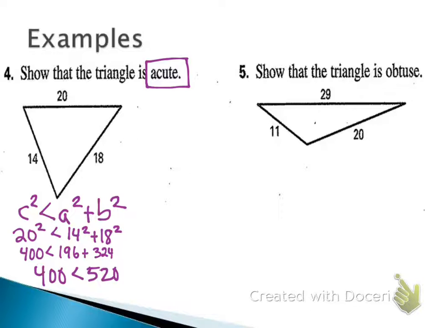Okay, and number 5, now I want to show that this triangle is obtuse. So what should I start with? C squared.